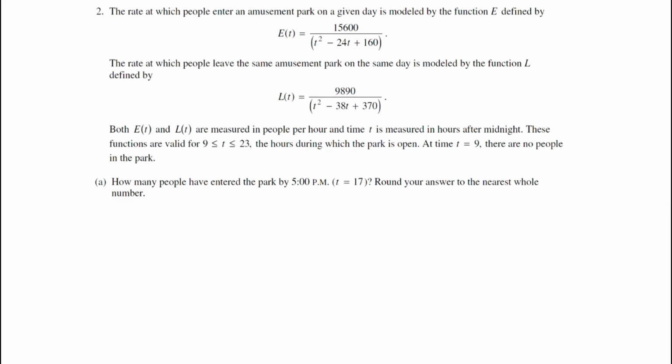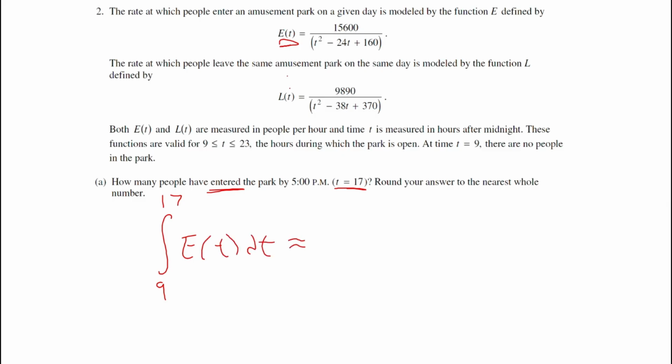So in order to figure out the actual amount of people, we need to integrate the rate that they enter, right? We want the number of people that have entered. So we want to integrate the rate at which they have entered. So we're going to integrate from t equals 9, the beginning of our function when the park opens, till 5 p.m., which they've told us is t equals 17, of the function E of t dt.